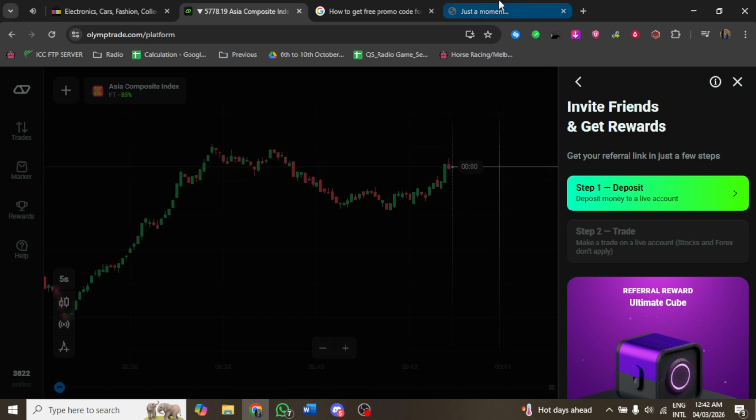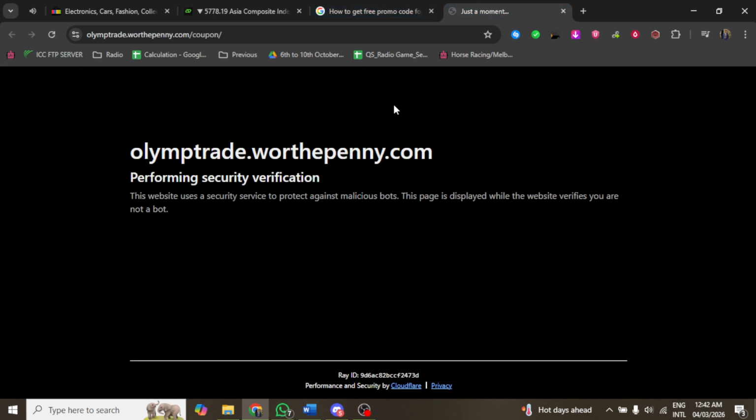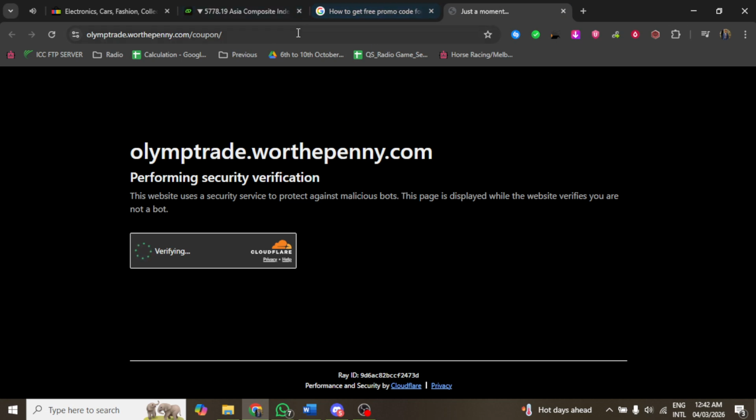Keep a record of both the promo code and its associated terms for future reference. If you encounter any issues where a code does not work, it is advisable to contact Olymp Trade support to verify the status of the code.